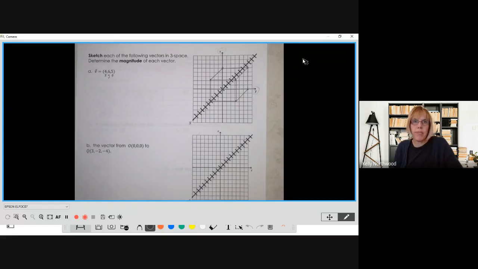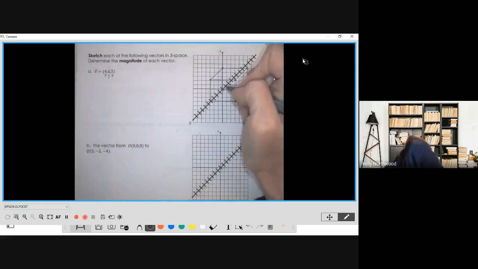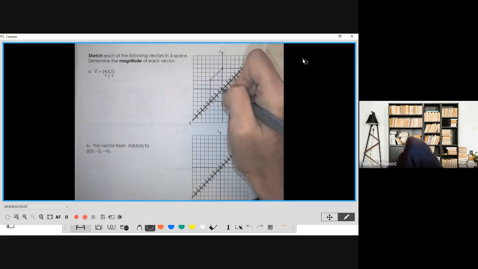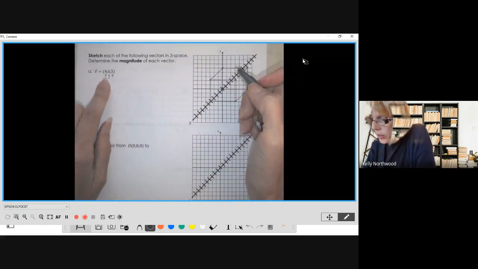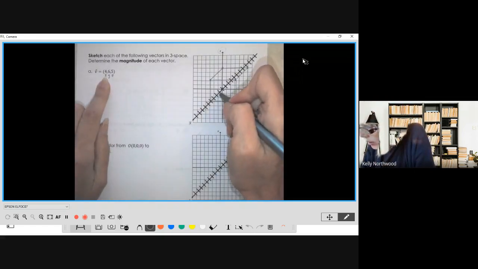So now I want to draw on my vector. So I know my vector is going to start at 0, 0, 0. So right where the three axes meet, that's my starting point. And then I know to get to my ending point, I'm going to go first 4 in the positive x direction.